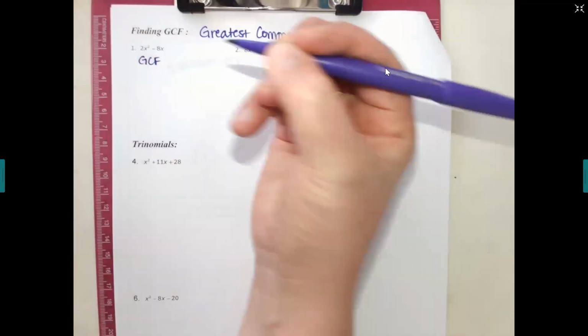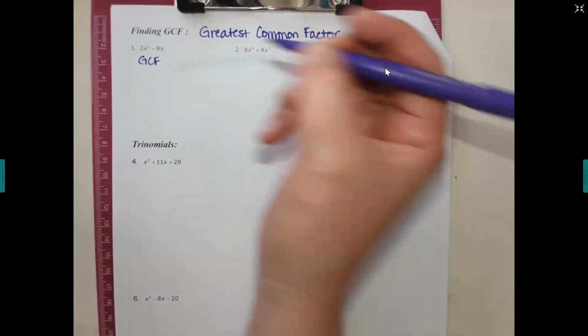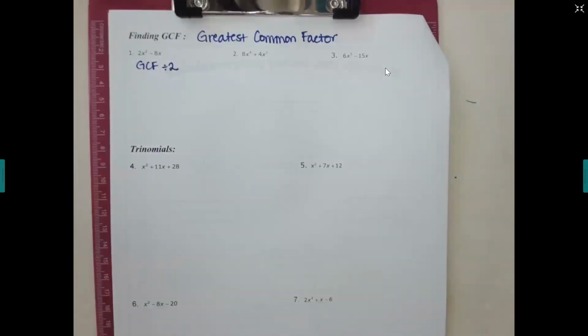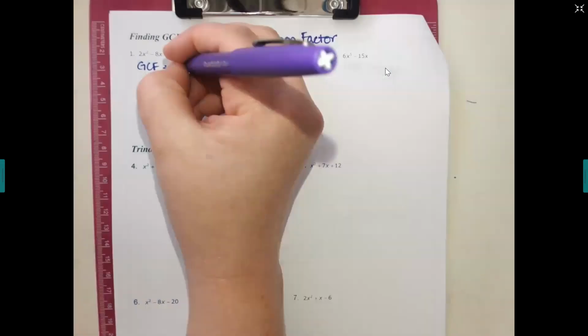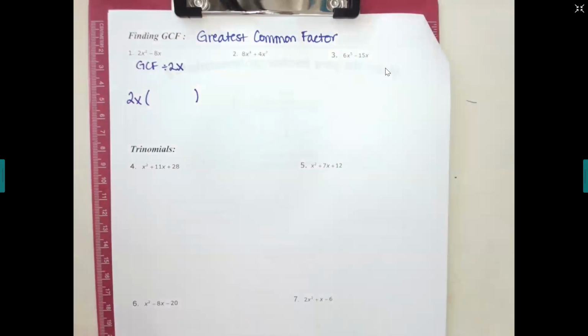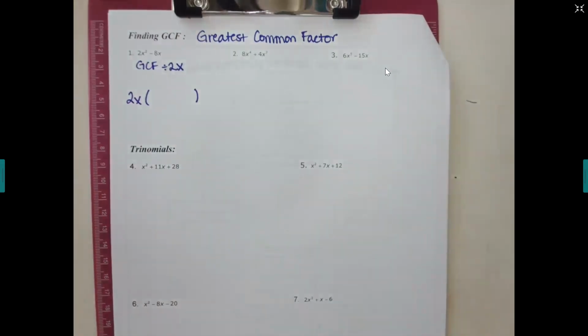Okay, are they both even? Yes, so I know I can divide out a 2. And then you'll notice that they also both have an X in common. So that means that I can divide by a 2 and an X. When you divide out the 2X, you're gonna put it outside of a parentheses. And then you're just gonna put what would be left over on the inside, okay?